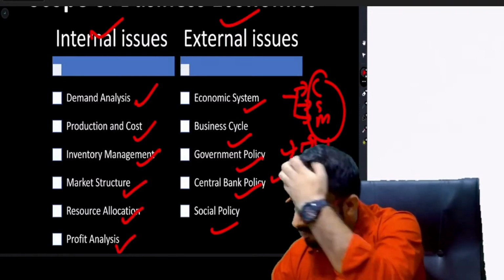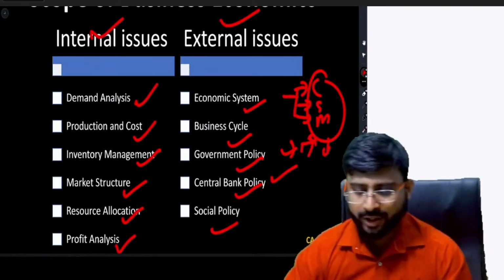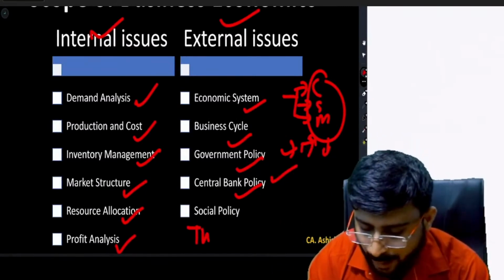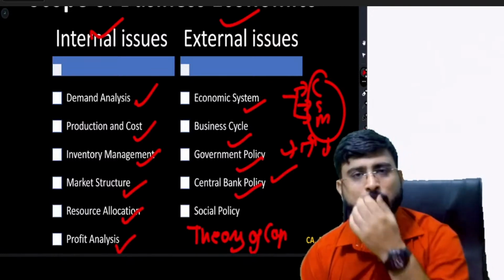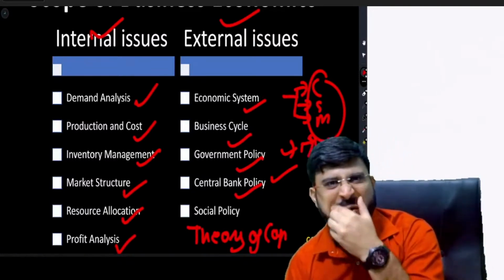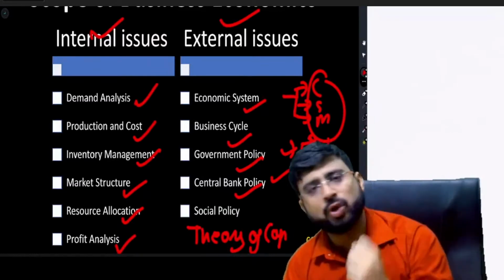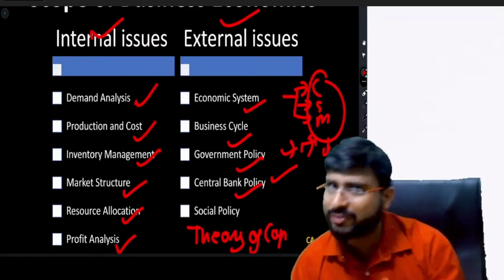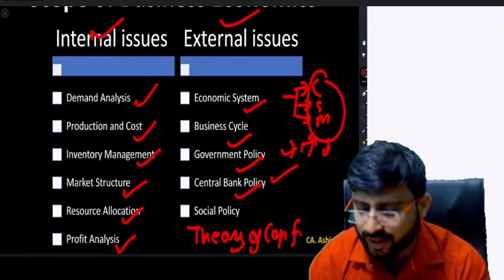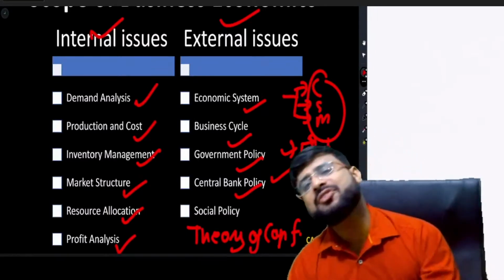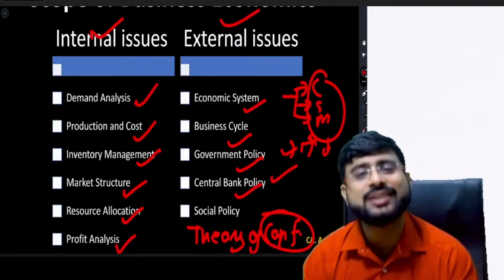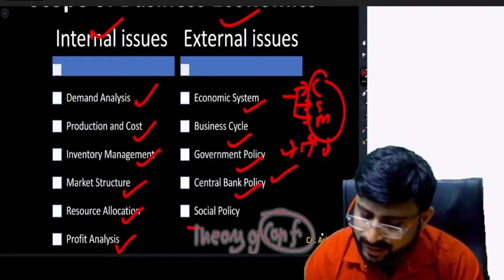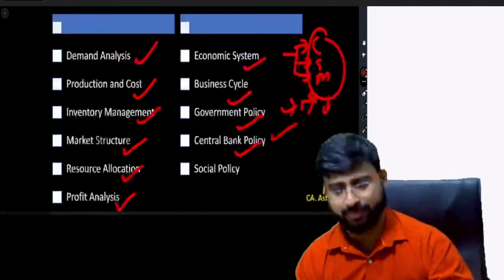One of our friends has asked, sir, what is the meaning of theory of capital and investment allocation? My dear student, if a business organization has more savings, they will be able to invest more. This is called theory of capital formation. But if your savings are low, you will be able to invest less. That is again theory of capital formation. Capital formation means nothing but investment.